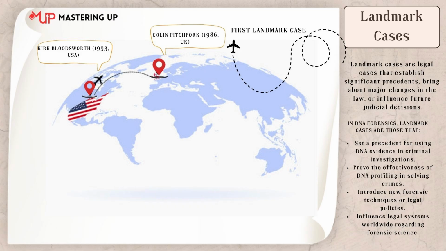Today, DNA evidence is a key part of criminal investigations worldwide, helping to catch criminals and free innocent people. We are going to explore two important landmark cases. The first one is the Colin Pitchfork Case, 1986, from the UK. The second one is the Kirk Bloodsworth Case, 1993, from the USA.